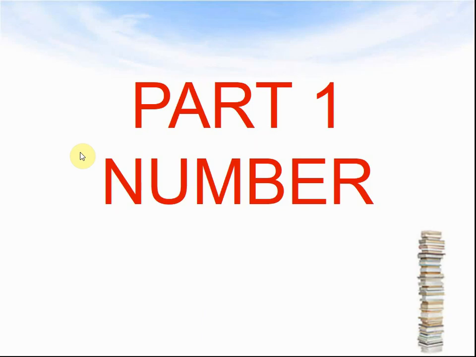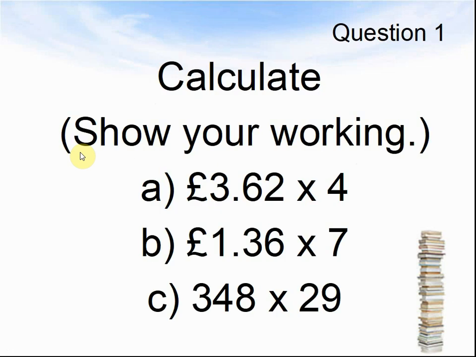Part 1. Number. Question 1. Calculate, show your working. A, £3.62 times 4. B, £1.36 times 7. And C, 348 times 29. Pause the video until you are ready for question 2.